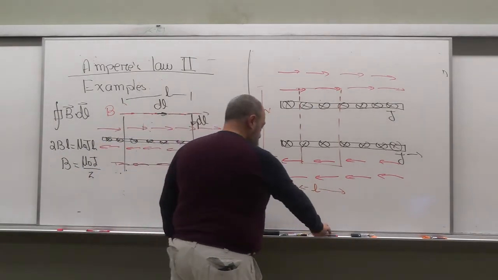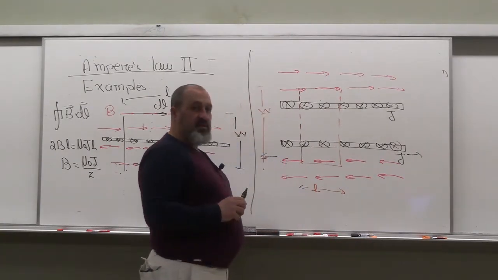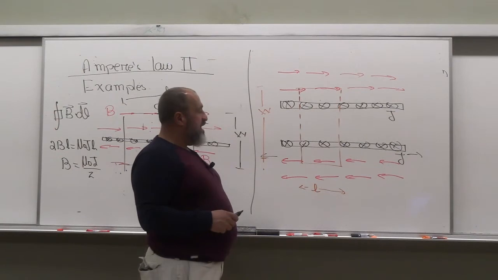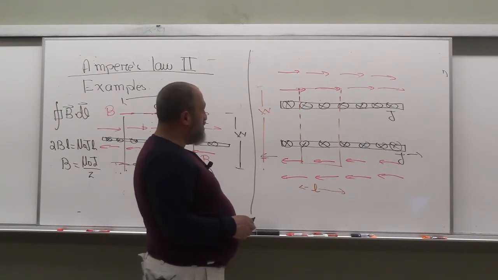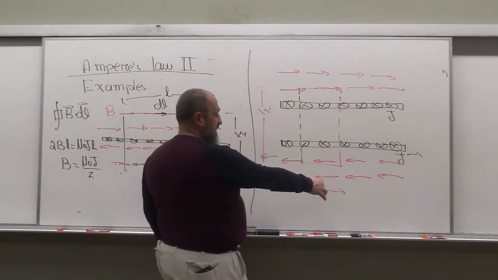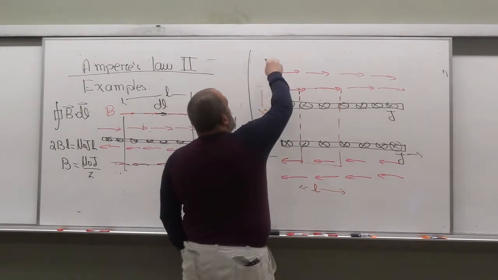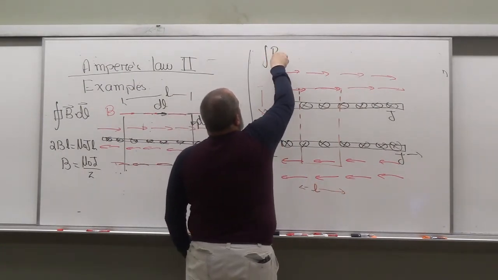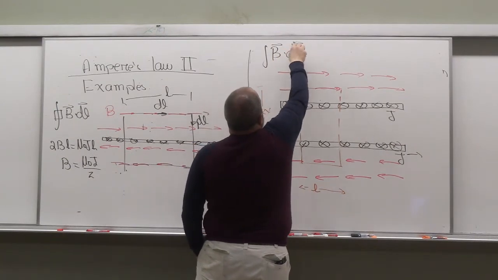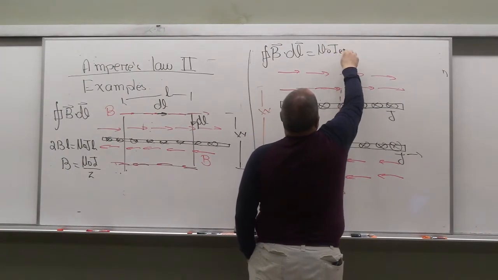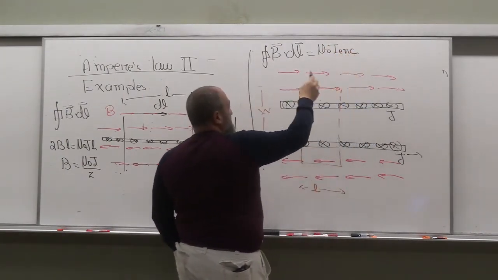So, I'm hoping you stopped the video. If you didn't, that's fine. So we picked an Amperian loop with length L, width W, or whatever. We say what? The integral of B dot dl along this loop is going to be equal to mu naught I enclosed. Okay?